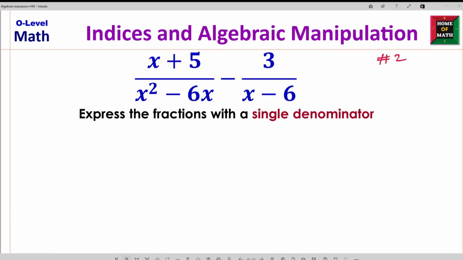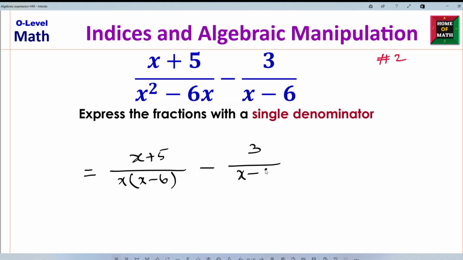Our fraction is (x plus 5) divided by (x square minus 6x), minus 3 divided by (x minus 6). Let's start. So we start like this. Here is x plus 5, and in this one, x square minus 6x, we take common x, we will get x into (x minus 6), minus 3 divided by (x minus 6).